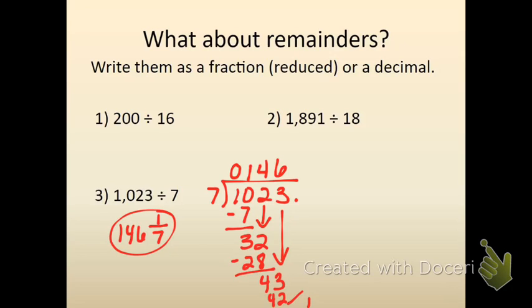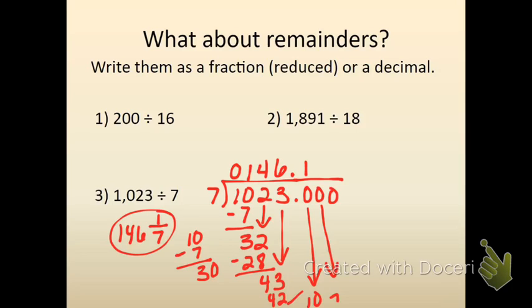Or I can keep dividing. 0, 0, 0. Point. Okay, so let's bring down our next one. So 7 into 10 goes 1 time. That's 7. Subtract. I'm really running out of room. Let me see if I can fix this. 10 minus 7 gives us 3. Bring down our next 0. How many times does 7 go into 30? 4 times. That's 28. We have a 2 left. Is it repeating? Not repeating, because now we have 20. 7 goes into 20 2 times, that's 14. See, it's not repeating. It's just going to keep on going.